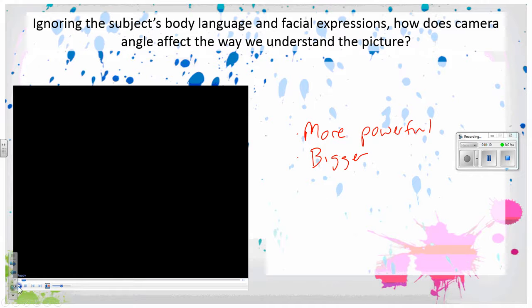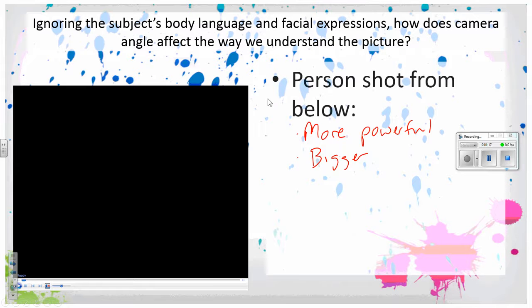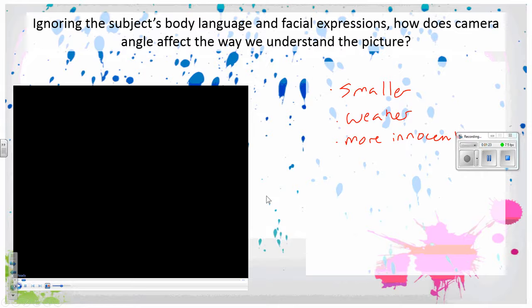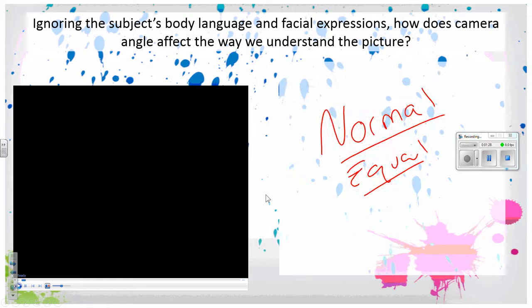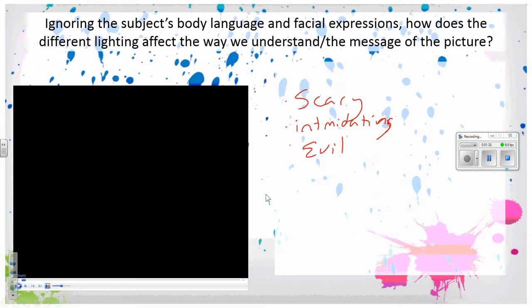So when we watched initially, we saw that when the camera angle is from below, the person seemed more powerful and bigger. In this case, I don't have those images anymore. When the camera was from above, the person seems smaller and weaker. And when the camera was right at eye level, we're supposed to think whatever we're seeing is normal.